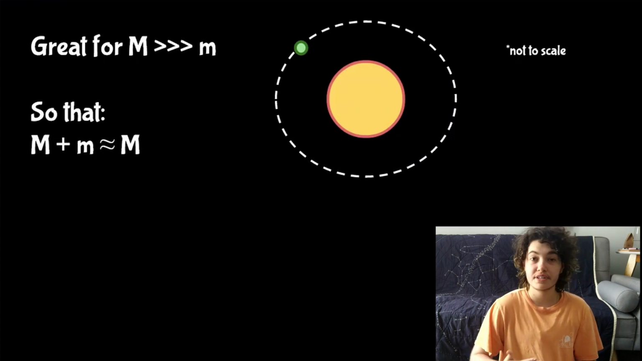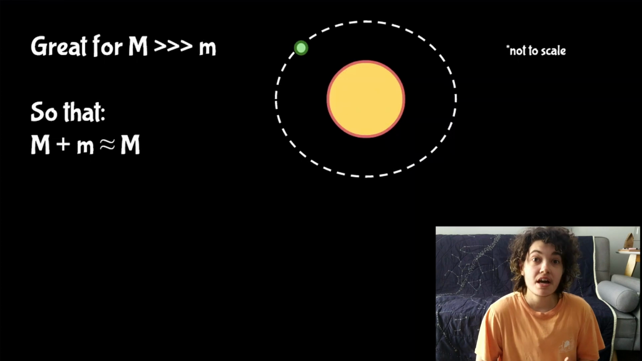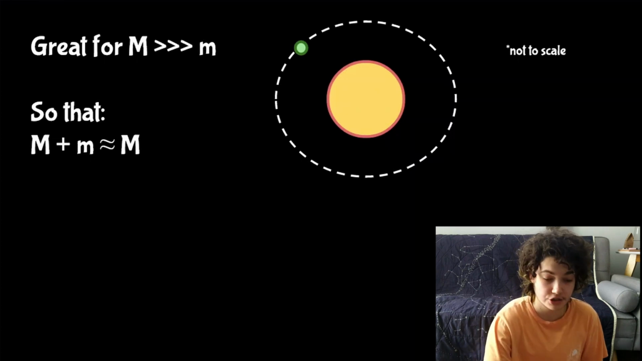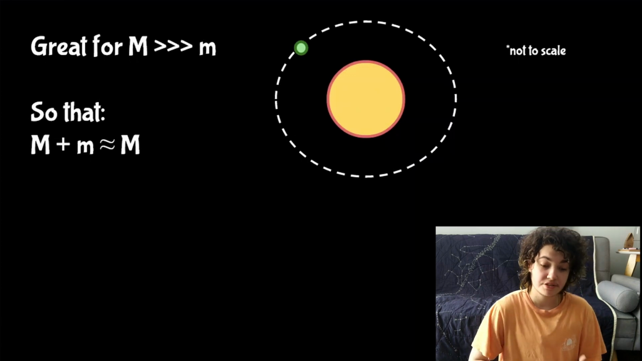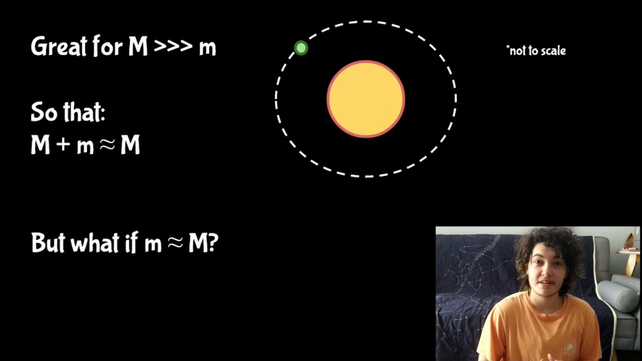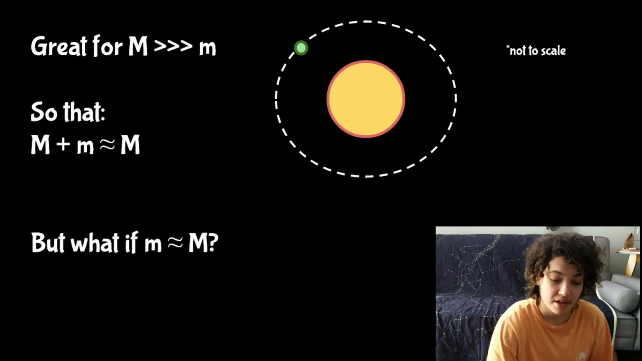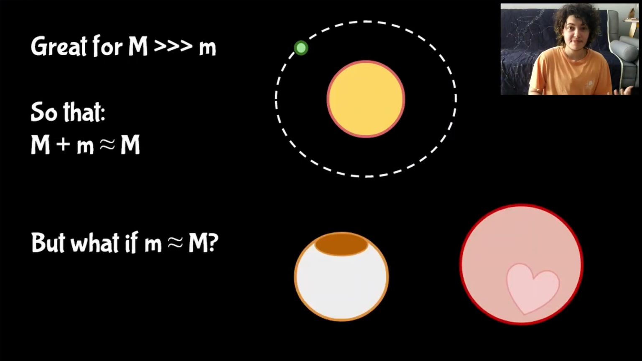This is great for the Earth and the Sun, but there are some times when that doesn't really apply, such as, for example, Pluto and Charon. That's when both masses are somewhat approximate, but not exactly quite there. Pluto and Charon are the obvious ones, with my interesting artist rendition of Pluto and Charon over there.